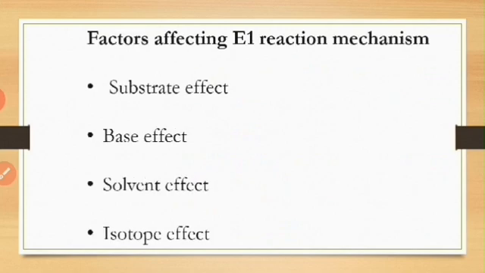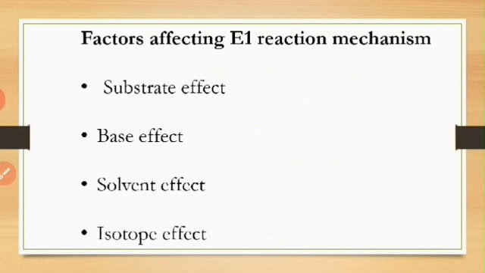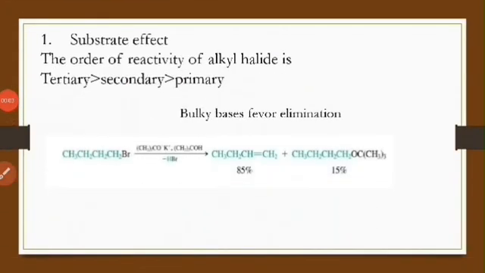Next, factors affecting E1 reaction mechanism. In E1 reaction, the first factor is the substrate effect, then base effect, then solvent effect, and fourth is the isotope effect. Let us see one by one. First is the substrate effect. The order of reactivity of the alkyl halide is tertiary more than secondary and than primary. This is because the rate determining step is the formation of carbocation, and the stability of these ions increases with substitution of the alkyl halide.